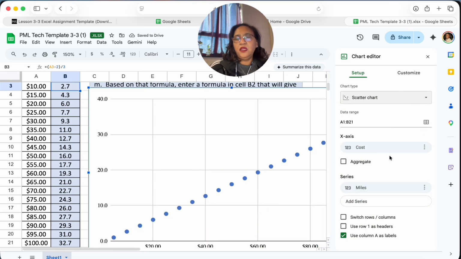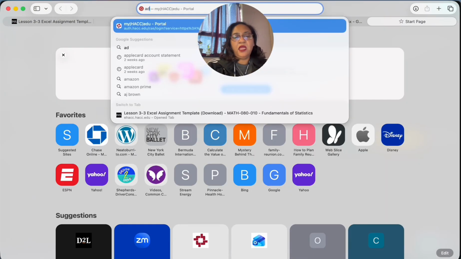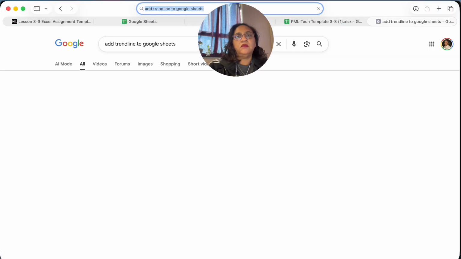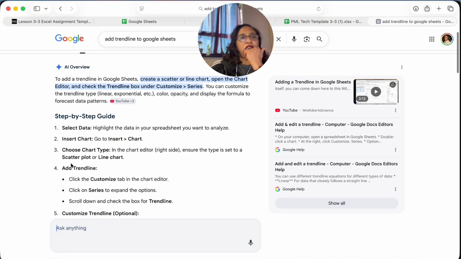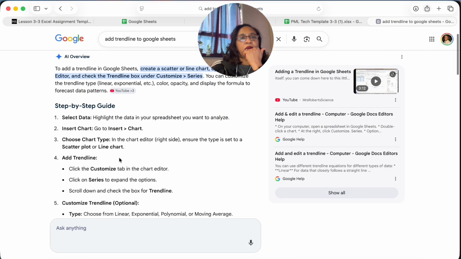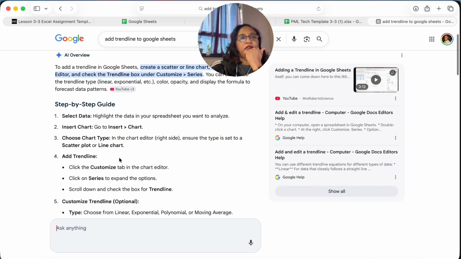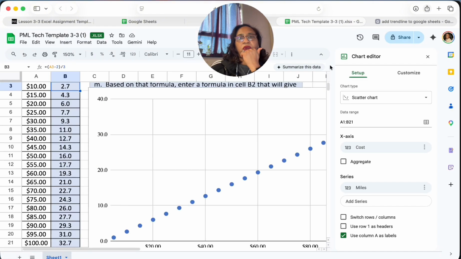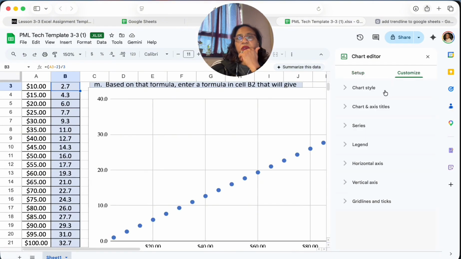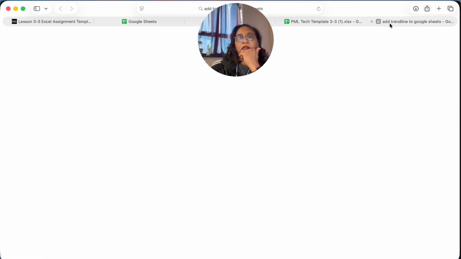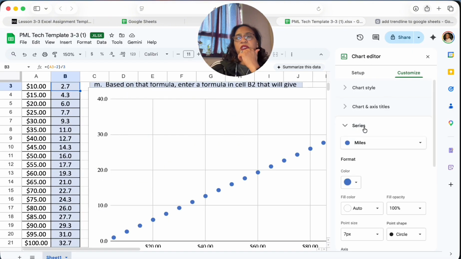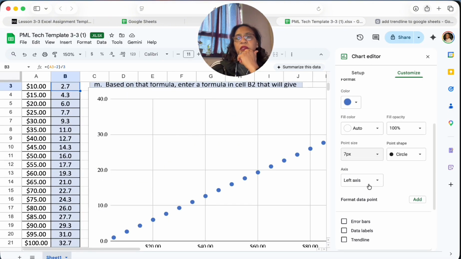And then where's the trend line? Just add trend line to Google Sheets. So we insert the chart. Ensure the type says scatter plot or line chart. Click the Customize tab in the chart editor. So customize. No, here we go. And then click series to expand. Okay, series. And then add trend line.